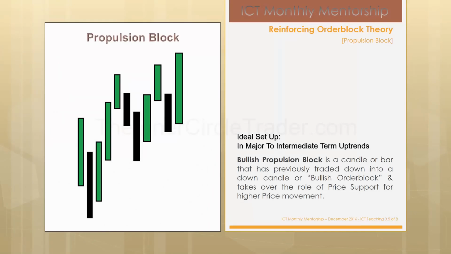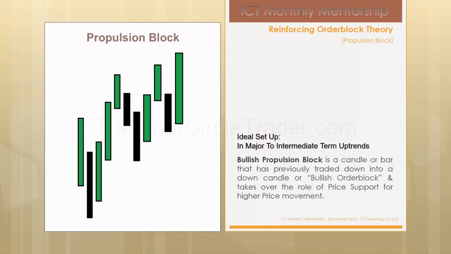Okay, folks, welcome back. And we're going to be continuing our discussion on reinforcing order block theory. This teaching, we're going to talk about propulsion blocks. And a propulsion block is a candle or bar that has previously traded down into a down candle, or bullish order block, and takes over the role of price support for higher price movement.